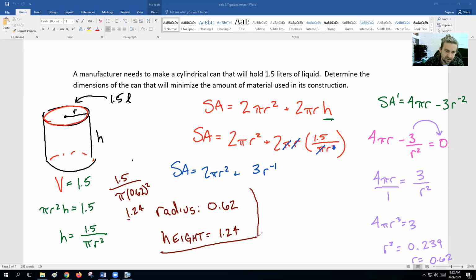Okay. Which, if you think about it, kind of makes sense, because if our radius is about 0.62, that means the diameter would be 1.24, and our height would also be 1.24. So we're turning that shape, even though it's not a cube, into a cube-like shape where the width all the way across is about the same as the height.